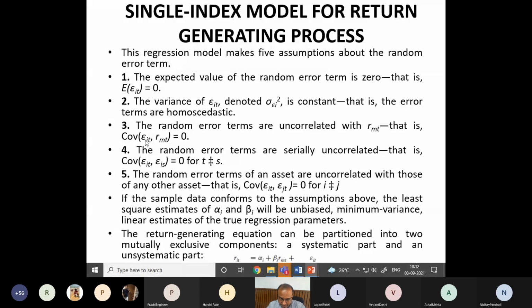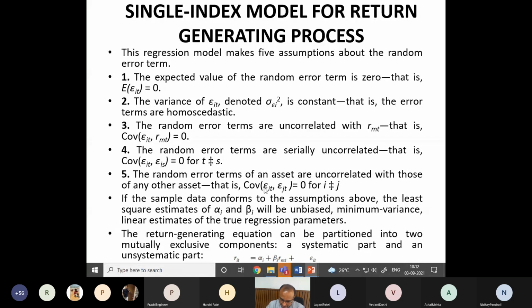Then the covariance of this residual error with the market return is 0. It is uncorrelated with the market return, right? This epsilon error is a totally random term. It is not correlated with any RMT. Also, epsilon IT and epsilon IS, at any time t and any time s, these errors are also uncorrelated. It means that as time moves, these errors are totally uncorrelated, random. It will not depend on any error in the past. It is totally a random term.